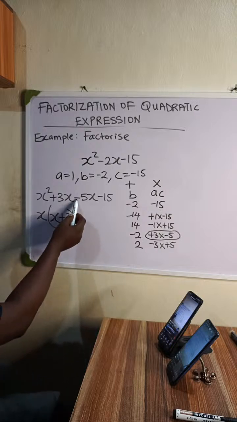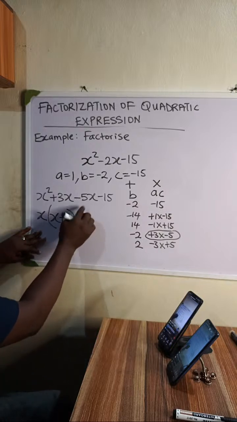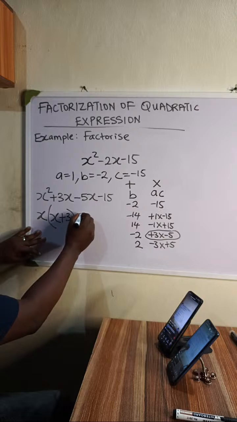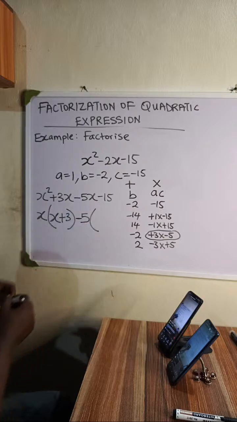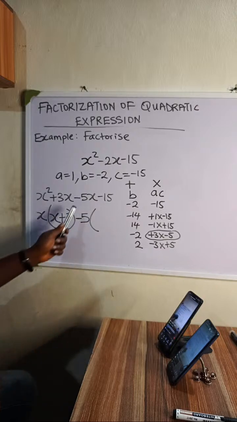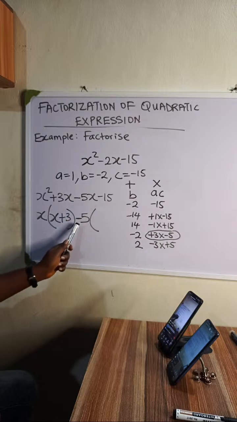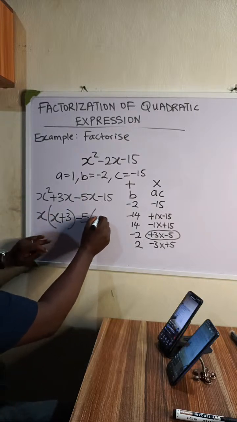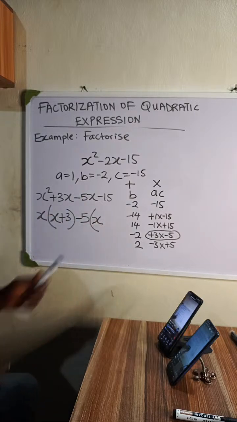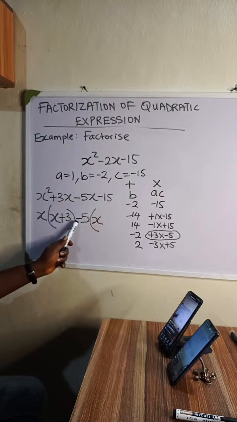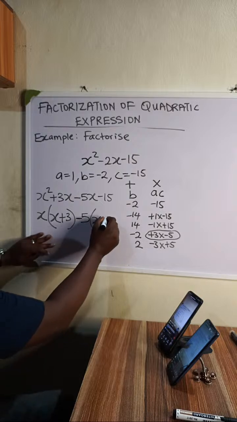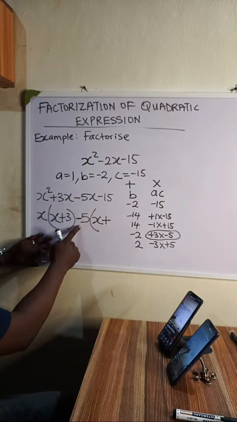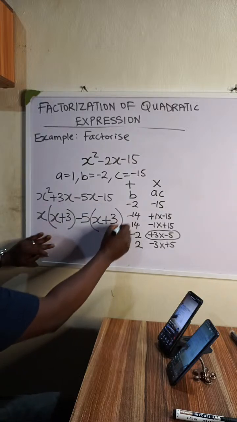We bring the minus down. With 5x and 15, what is common is 5. Minus 5x divided by minus 5: minus will cancel out minus, 5 will cancel out 5, so we have x. Minus 15 divided by minus 5: minus divided by minus will give us plus, and 15 divided by 5 will give us 3.